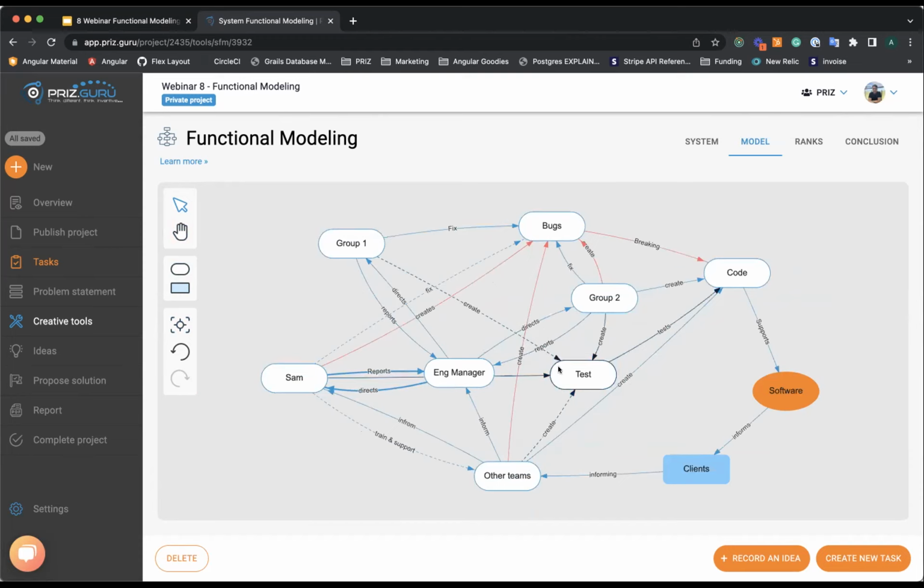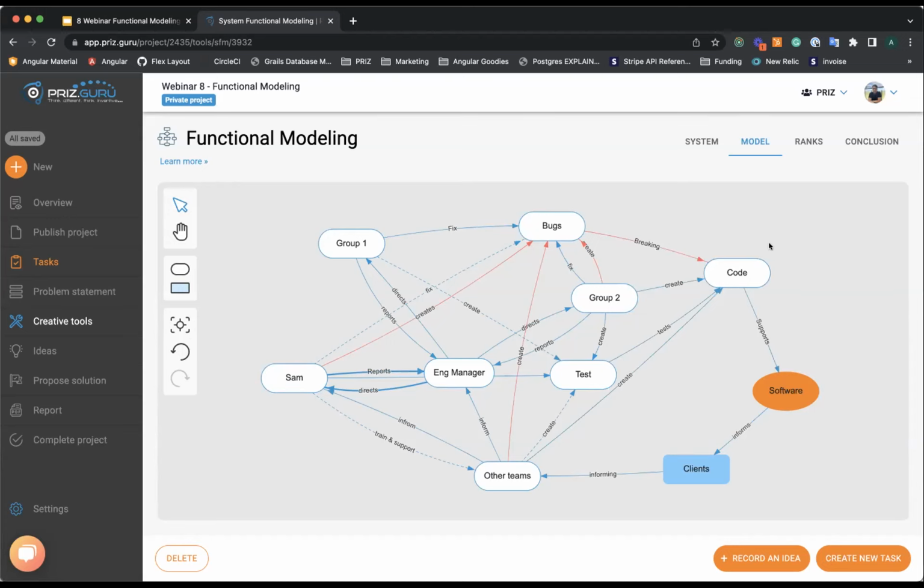Yeah, then again, I don't want to overcomplicate it at this point because test informs all the groups, including the managers, including the other groups. The code doesn't inform the test necessarily. It may. I'm afraid that we're just going to dive into too many details.